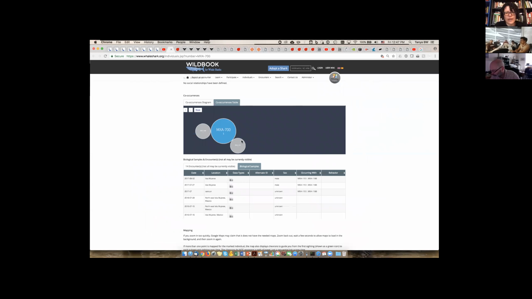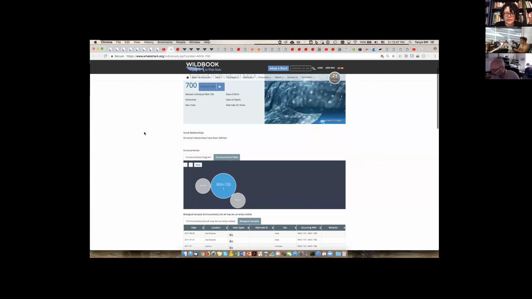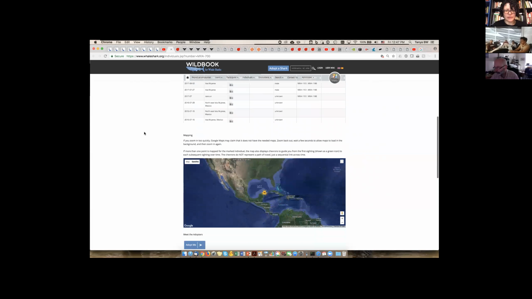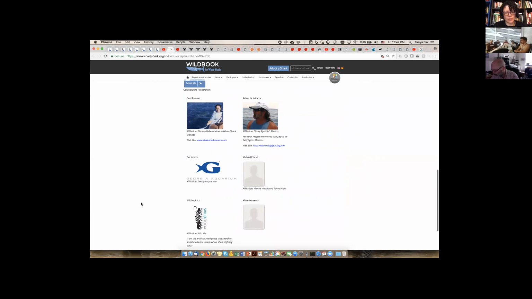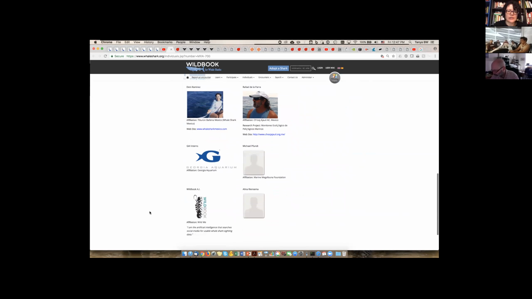And then we have the social network. In this case, they're not very social, these particular animals, but also the location here is Cancun. And so this one lives mostly in Cancun. But in addition to that, we also have all the different people who are studying the same animal or sighted it at different times. And so they can create their own social network through the pages of Wildbook.